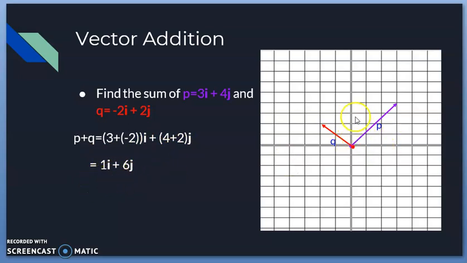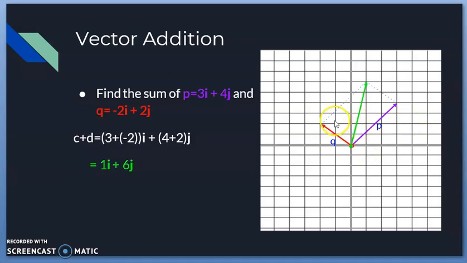So the difference between this vector addition problem and the previous one is that vector q here does not start where vector p ends. They share an initial point, meaning you can't use the triangular method here. You'll have to use something called the parallelogram method.